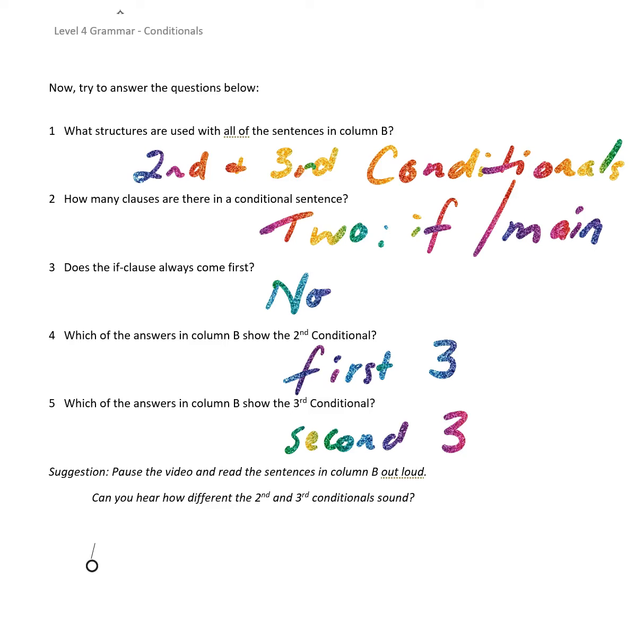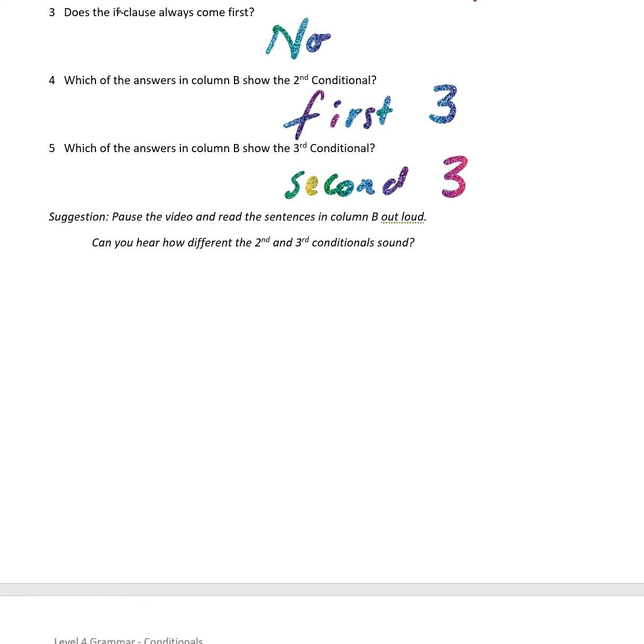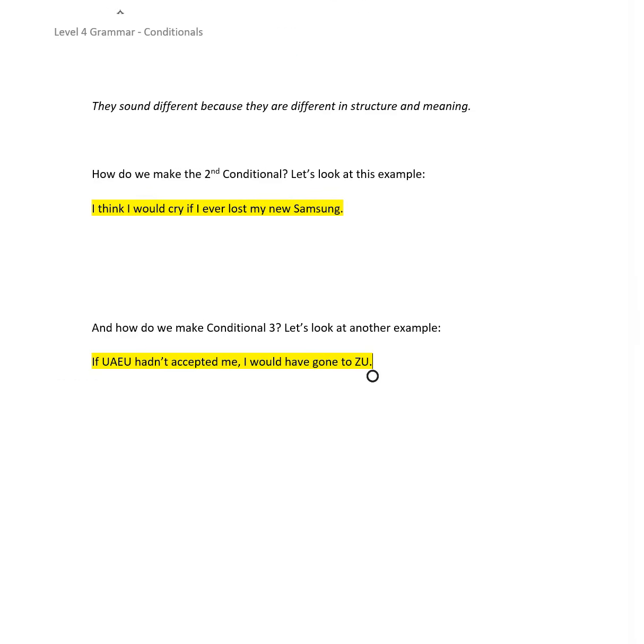Pause the video and read the sentences in column B out loud. Can you hear how different the second and third conditionals sound? They sound different because they are different in structure and in meaning. So, how do we make the second conditional? Let's look at this example.